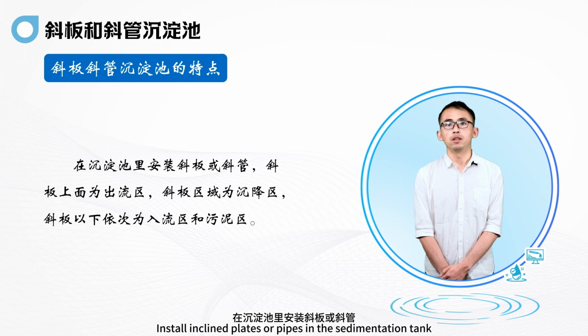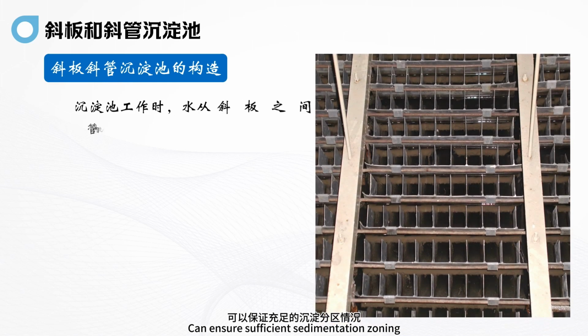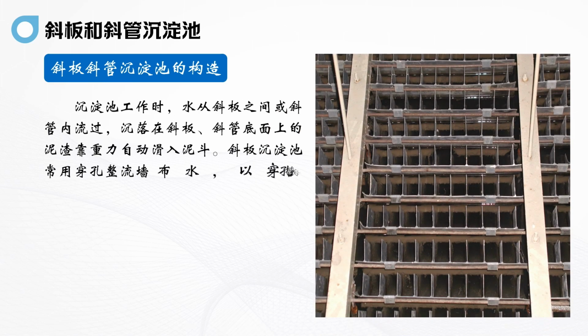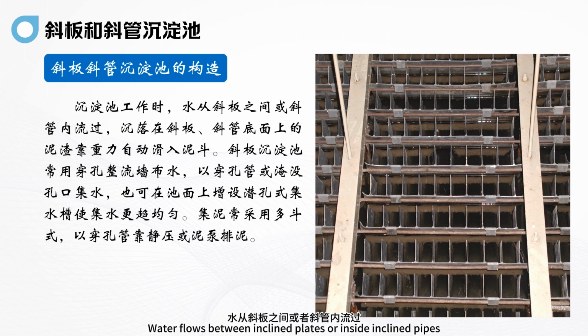Install inclined plates or pipes in the sedimentation tank. Above the inclined plate is the discharge area. The inclined plate area is the sedimentation zone. Below the inclined plate are the inflow area and the sludge area in sequence, which can ensure sufficient sedimentation zoning. When the sedimentation tank is working, water flows between inclined plates or inside inclined pipes. Sludge settling on inclined plates or pipes automatically slides into the mud hopper by gravity.